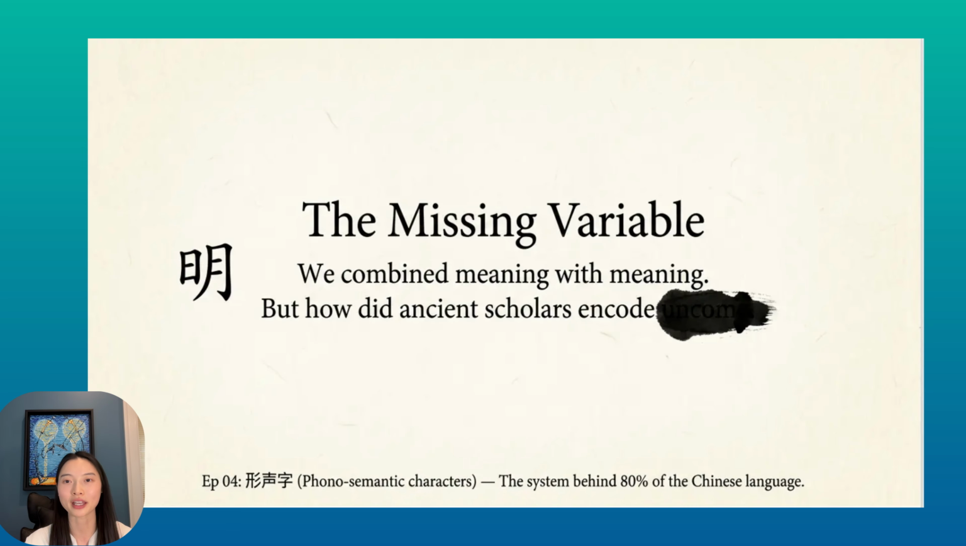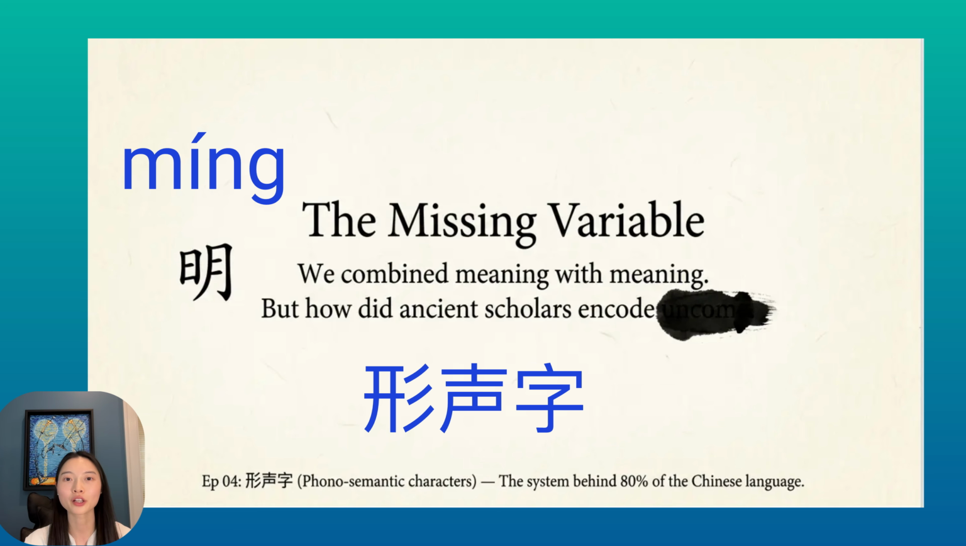Now, here's something important to notice. In 会意字, we combine meaning with meaning. But what about sound? The character 明 has no visual clue that it's pronounced míng. The character 休 does not tell you it's pronounced xiū. In episode 4, we will look at 形声字, phonosemantic characters, the category that makes up over 80% of all Chinese characters and the most important pattern for learners to understand.